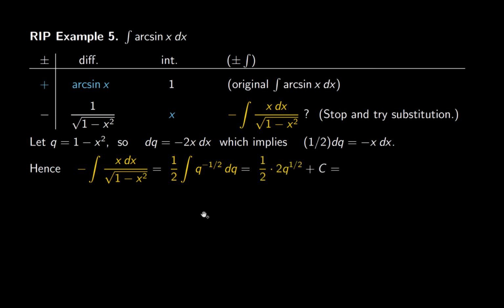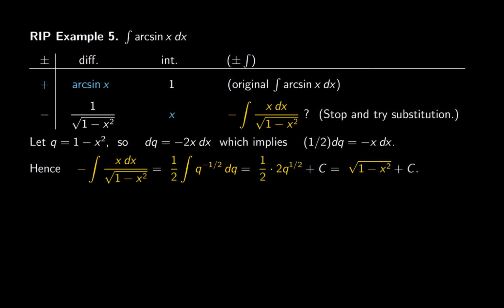Apply the power rule, add 1 to negative 1/2, get positive 1/2, multiply by 2 instead of dividing by it, and replace the q with 1 minus x squared again, and we get an antiderivative, at least for this integral, of root 1 minus x squared plus c.